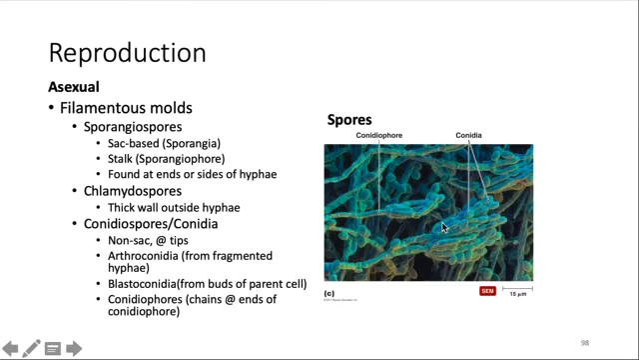Then you have the conidiospores, which form conidia. These are asexual spores that are formed typically at the ends, the tips. They don't have a sac. That's one of the main differences. They are not contained in any sacs. For example, when they are formed from the hyphae, they are known as arthroconidia. When they are formed by budding from the parent cell, they are known as blastoconidia. And then when they form chains, as in this case where chains are formed at the ends, they are known as conidiospores.